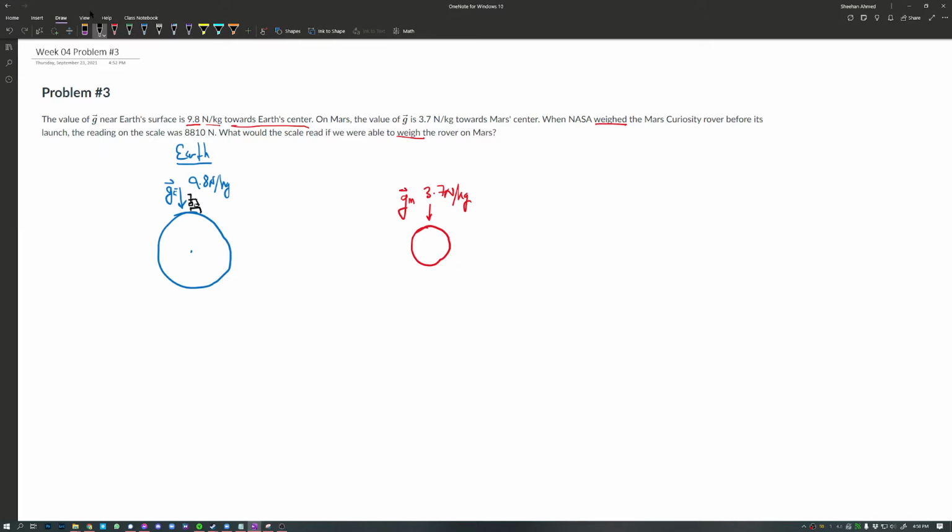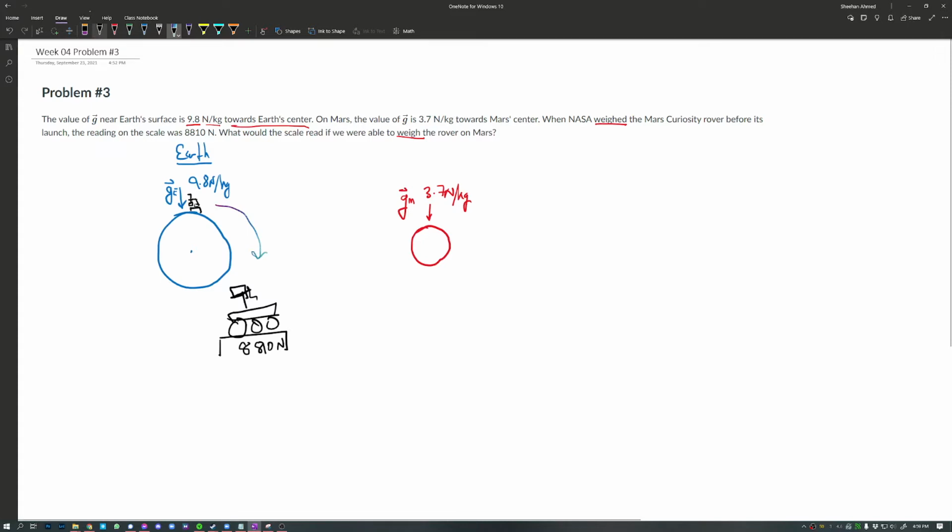Okay, that's tiny. I'm going to magnify this diagram over here. Here is the Mars Curiosity rover on a scale. And the scale reads 8,810 newtons. This is just like a scale that you had in lab that you saw, just a bigger version. So I'm just making a magnified version of that.